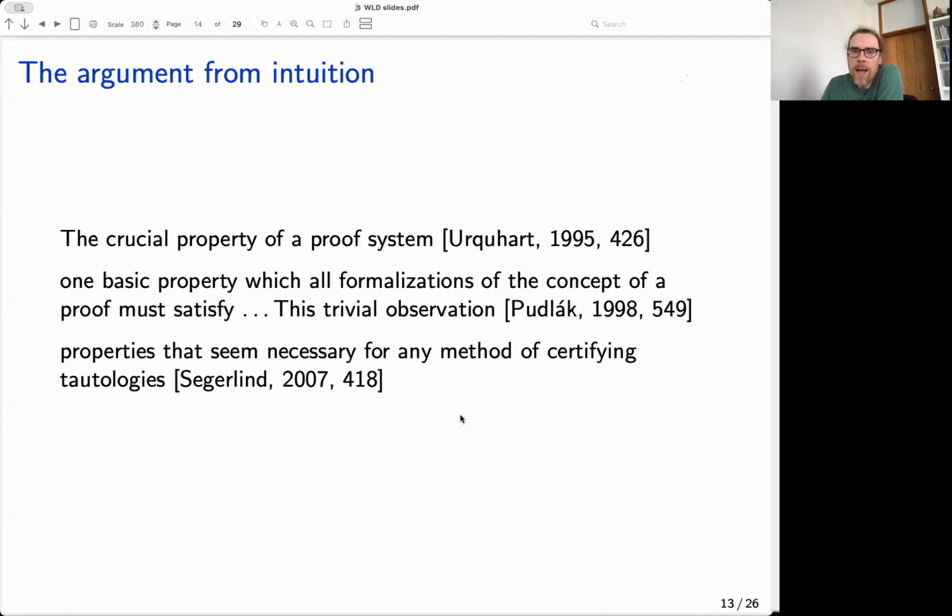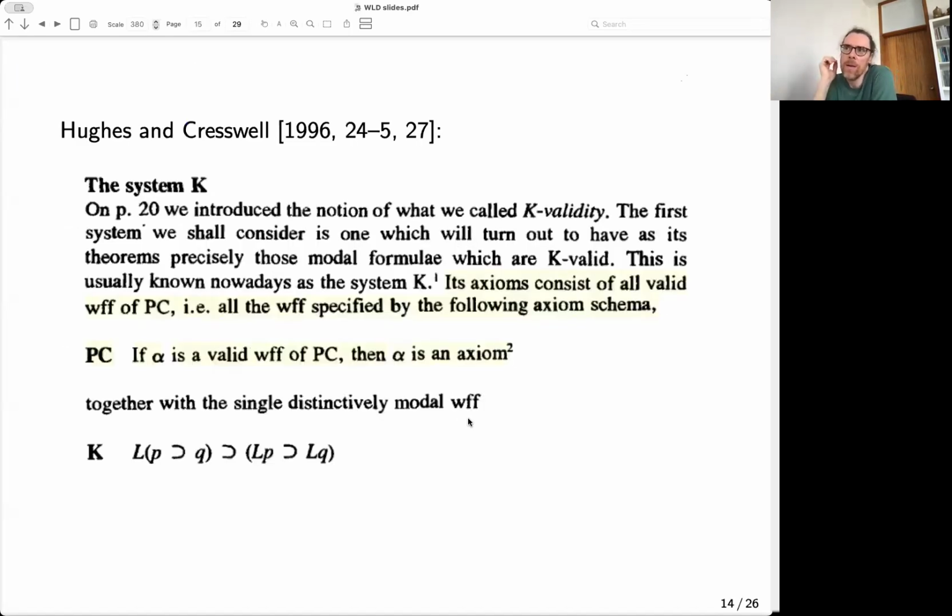My response to that is to exhibit some examples of proofs from the literature that don't fit this intuition. If we go to Hughes and Cresswell, A New Introduction to Modal Logic, they introduce a proof system K, the proof system for the modal logic K. In fact, they call the proof system K. And one of the axiom schemas is PC: if alpha is a valid formula of PC, then alpha is an axiom.